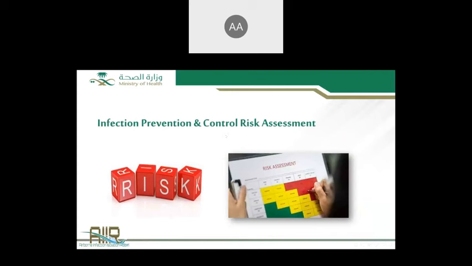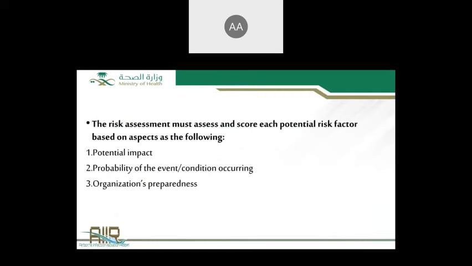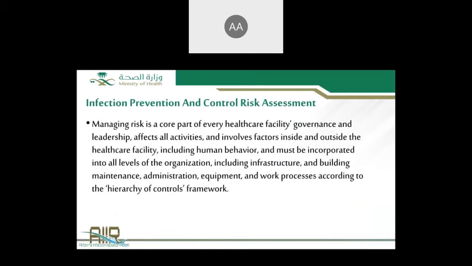So we have to explain further what is the meaning of the infection prevention and control risk assessment and why this specific tool is really important when we are talking about the negative pressure room. The infection prevention and control risk assessment, used for managing risk, is a core part of every healthcare facility and a core tool in every infection prevention and control department, governance and leadership, and affects all activities and involves factors inside and outside the healthcare facilities. These factors include human behavior and must be incorporated in all levels of the organization, including the infrastructure, building maintenance, administration, the equipment required, and work process according to the hierarchy of control frameworks.